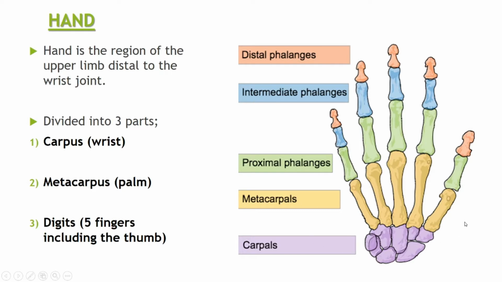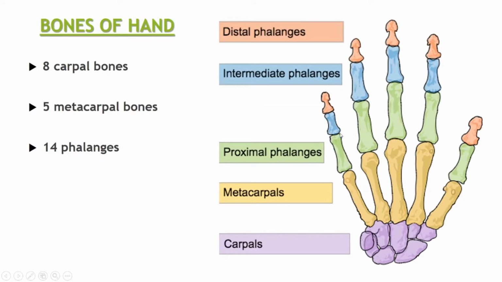This hand is not made up of just a single bone or a few bones, but it has multiple bones, and these multiple bones are grouped into three categories. They are the carpal bones, which are short bones, the metacarpal bones, and the finger bones, which are called phalanges. So these are the three categories of the bones of the hand.